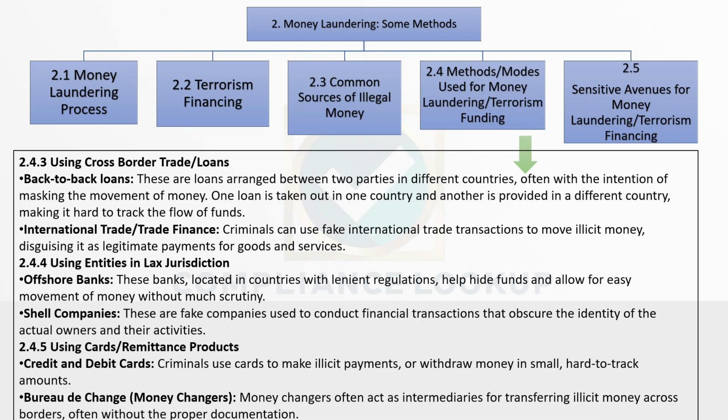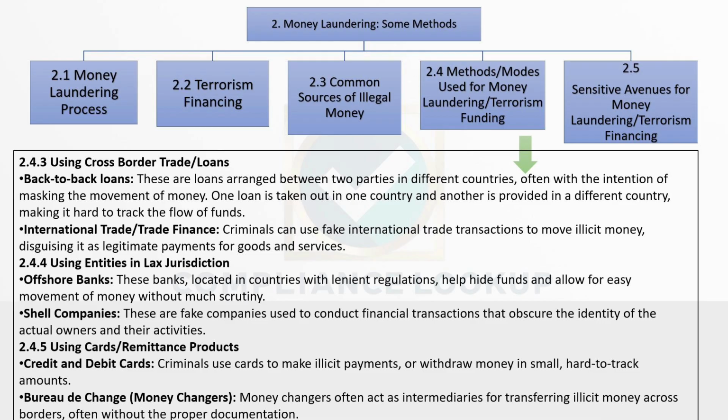Now, using entities in lax jurisdictions. Offshore banks. Offshore banks are located in countries with lenient financial regulations and are often used to hide illicit funds. These banks provide secrecy and make it easy to move money without much scrutiny. Criminals exploit these banks to avoid taxation, oversight, or legal consequences. Offshore jurisdictions often have minimal reporting requirements, making it difficult for law enforcement to track the origin or movement of money.